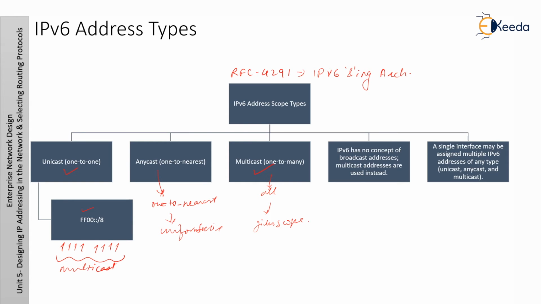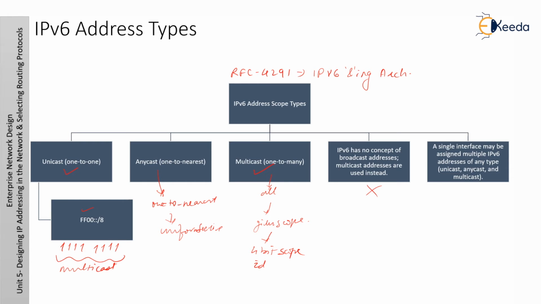IP version 6 multicast addresses have a 4-bit scope identifier to specify how far the multicast packets may travel. IP version 6 has no concept of broadcast address. There is no concept of broadcast addresses. Multicast addresses are used instead.